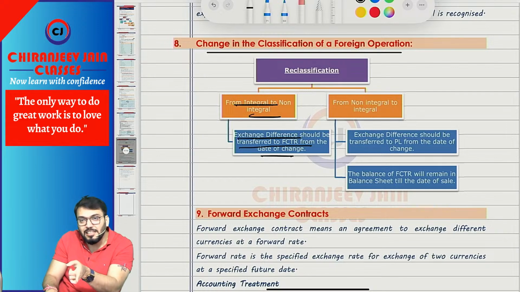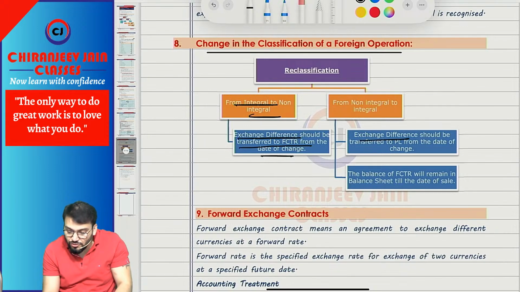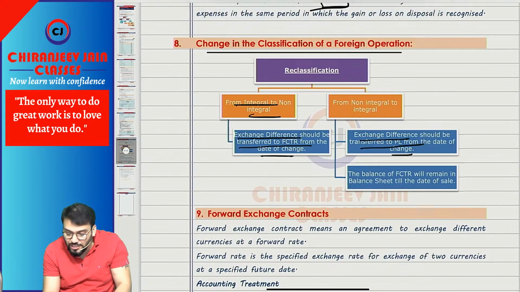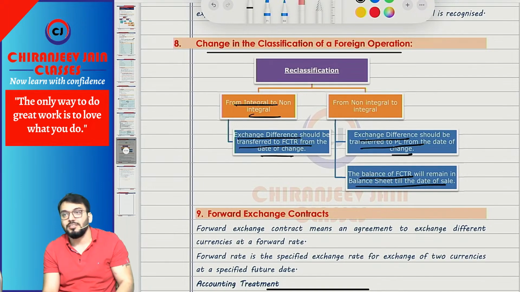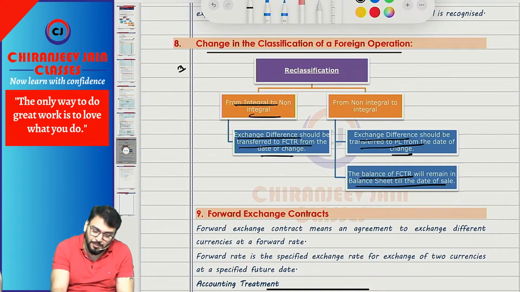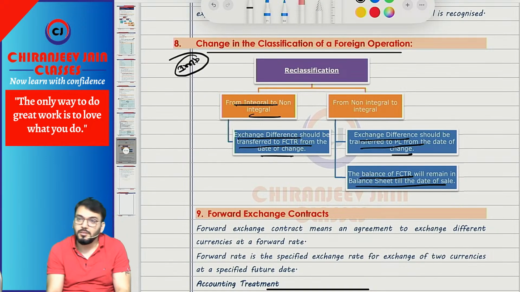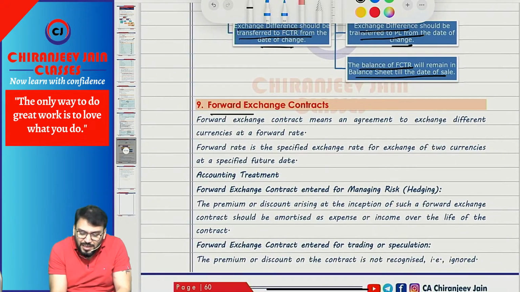The FCTR balance will be transferred to PL only on disposal of the foreign operation. So the exchange difference will be transferred to PL from the date of change. The balance of FCTR will remain in balance till the date of sale, meaning only on sale will it be transferred from FCTR to PL. So this can also be important from the exam point of view. Reclassification.